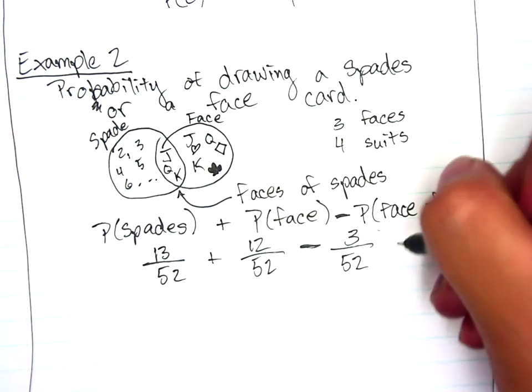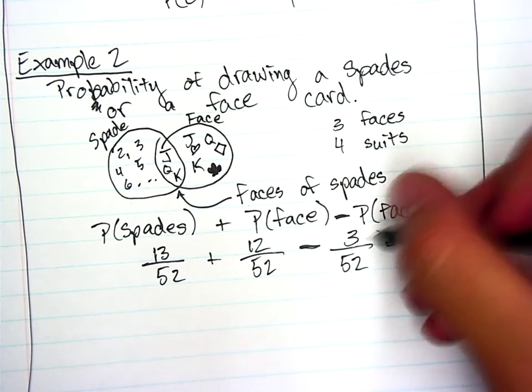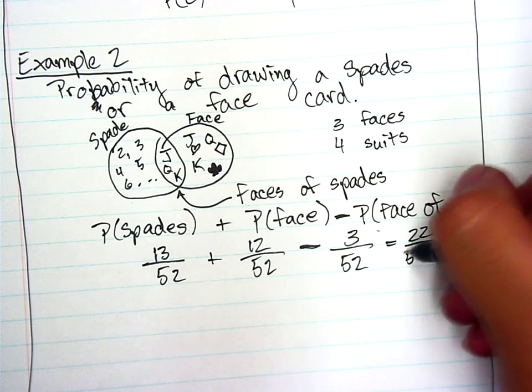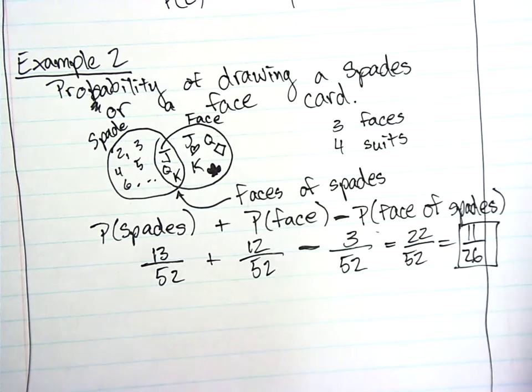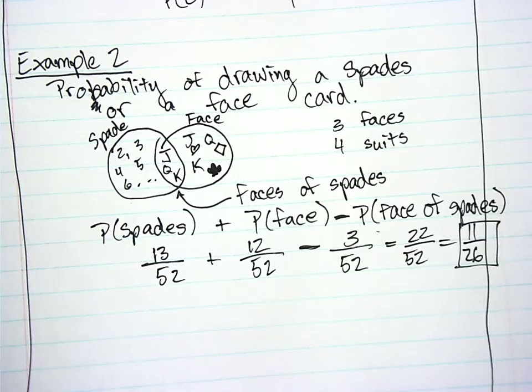Now, we're going to simplify. That's going to be 25 minus 3, 22 over 52. Simplified, our probability is 11 over 26. Not such a bad probability if we were trying to get a specific card like this, okay?